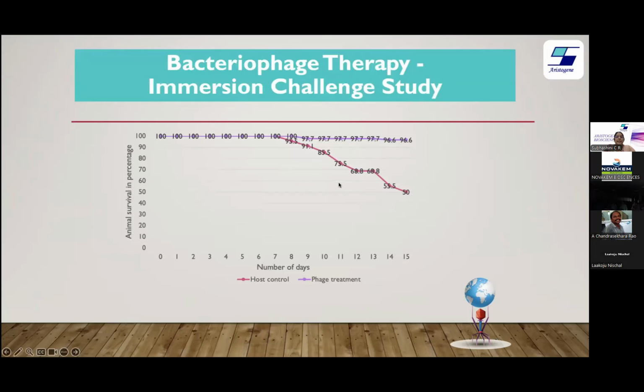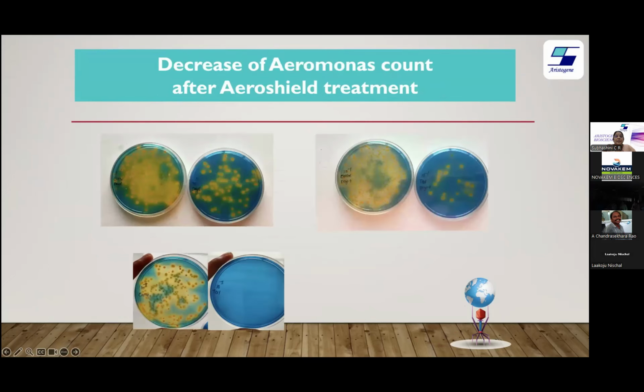You can see the average survival of the 3 tanks treated with phages after 15 days was around 96.6%. Whereas when you have given only Aeromonas without phages, the survival after 15 days was only 50%. From day 7 onwards there is mortality, and it is only 50% after 15 days of challenge. I told you, this is a specific agar which grows only Aeromonas.